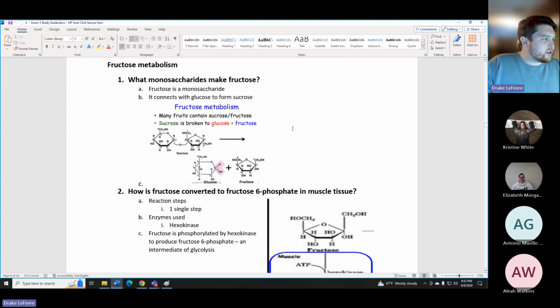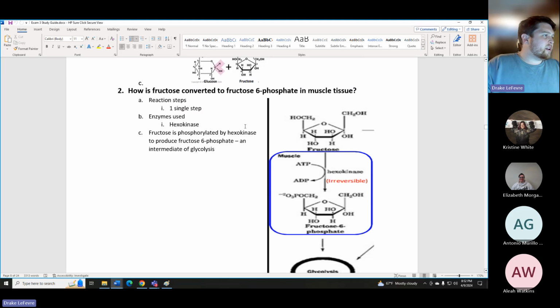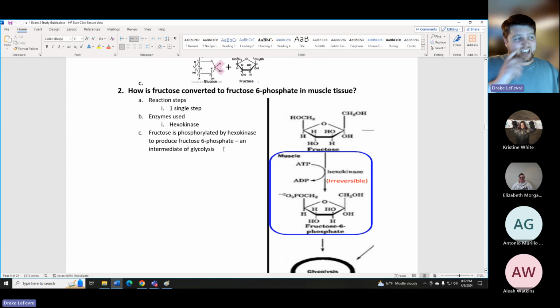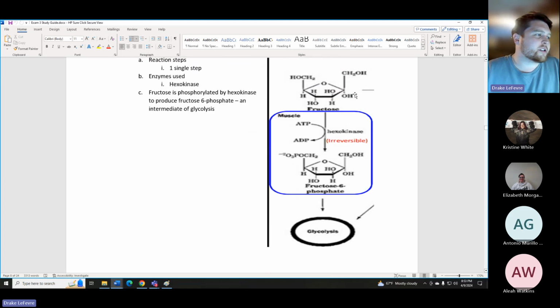So fructose. Fructose being converted to fructose 6-phosphate. Fructose has 2 different pathways that it can go through, right? It can go through the muscle or it can go through the liver. The liver is way more complicated and sucks, but it's fine. Muscle's easy. Literally the muscle, fructose goes up to the muscle. It gets phosphorylated by hexokinase. Fructose 6-phosphate. Fructose 6-phosphate is literally the second step of glycolysis. And so it just fits right into glycolysis, nice and pretty, and we're done.